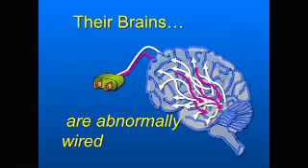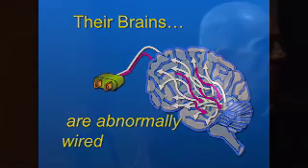In other words, their brains are not wired the same in people that get addicted or have serious problems with drug abuse. Their neurobiological wiring is different in these individuals. So let me give you some specific examples.